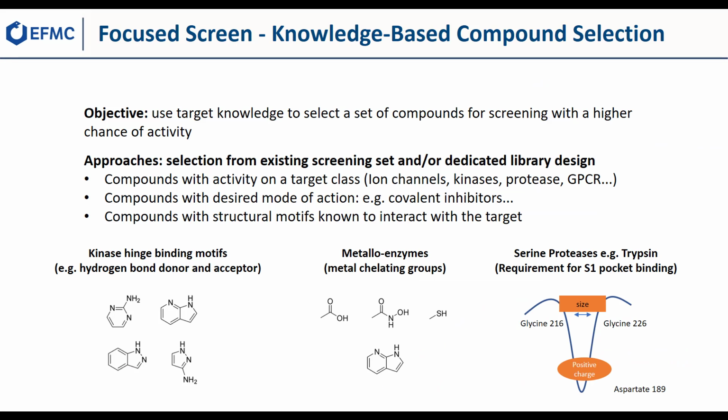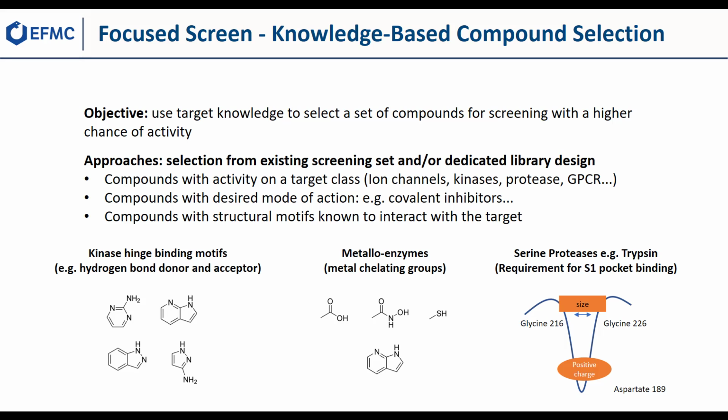We come now to the second approach, the focus screen. And here the objective is to use the knowledge we have on the target to select a set of compounds for screening, which we believe will have a higher chance of activity. So there are three approaches to do that, and in each case we can either select from existing screening sets or make a dedicated library.